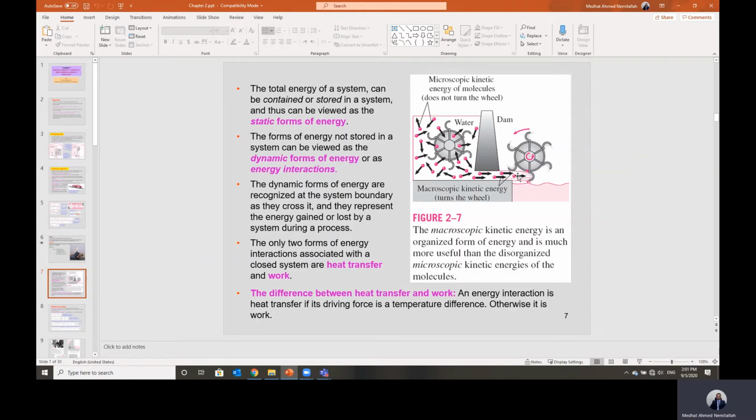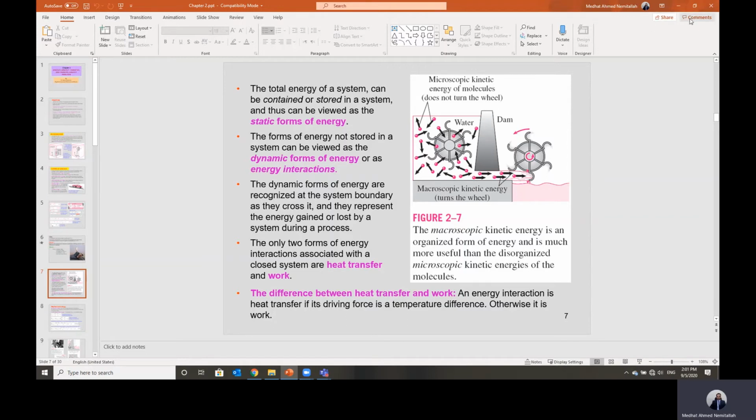Then in this case, this kinetic energy can cross the system boundary, so we call it a dynamic form of energy, and it can hit the bucket of this wheel, of this turbine, and rotate it. So any form of energy that can cross the system boundary can generate work. But the static form itself, the internal energy, whatever its value, cannot rotate the system, because it is not an organized form of energy. It is related to molecular activities, which are very random motion of the molecules, and cannot result in the generation of work.